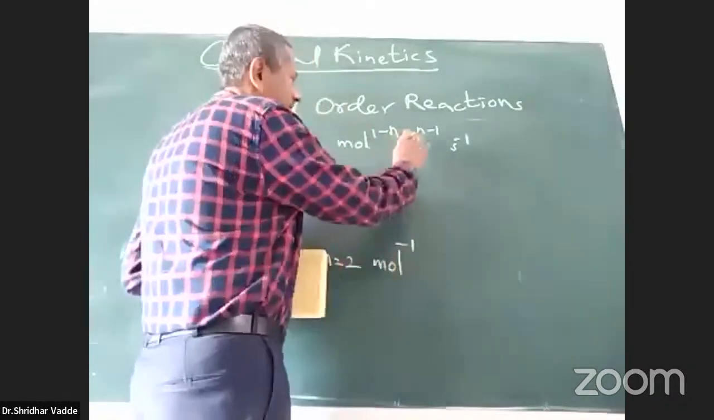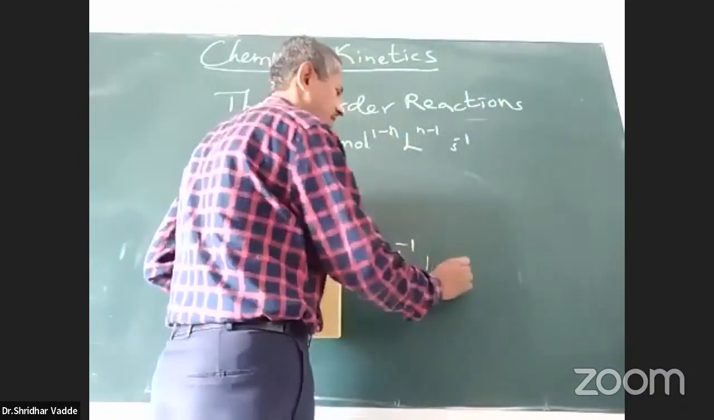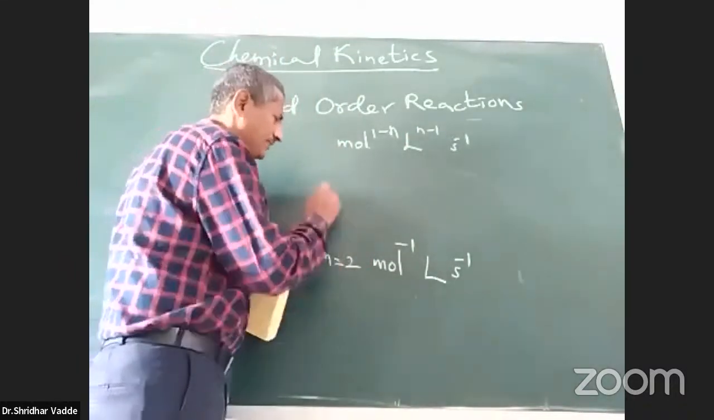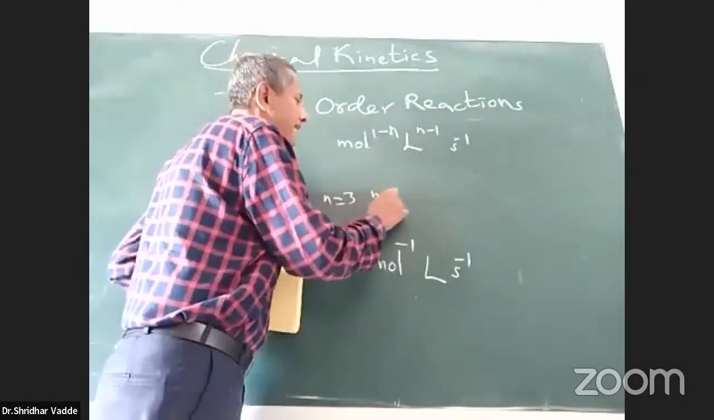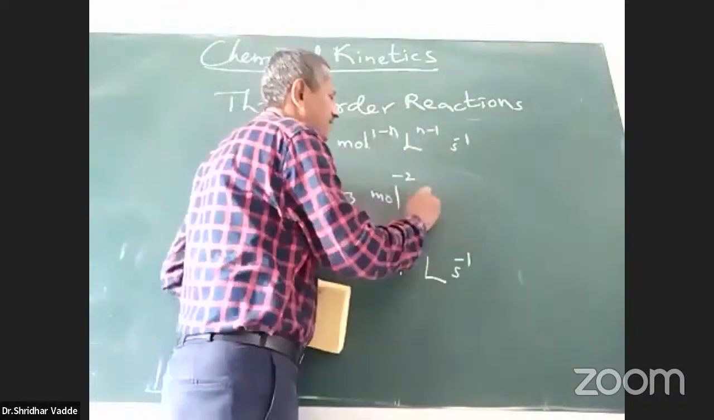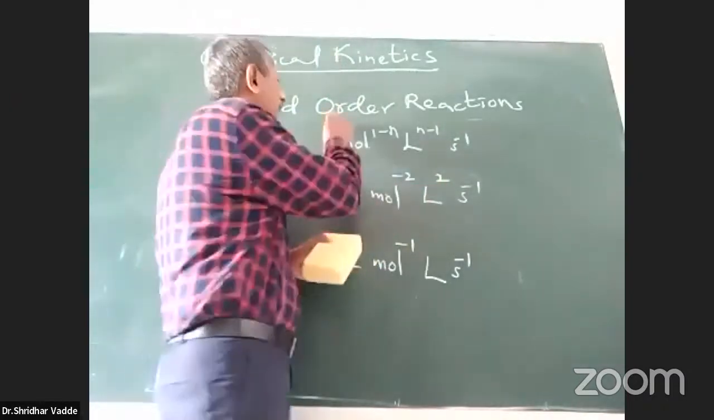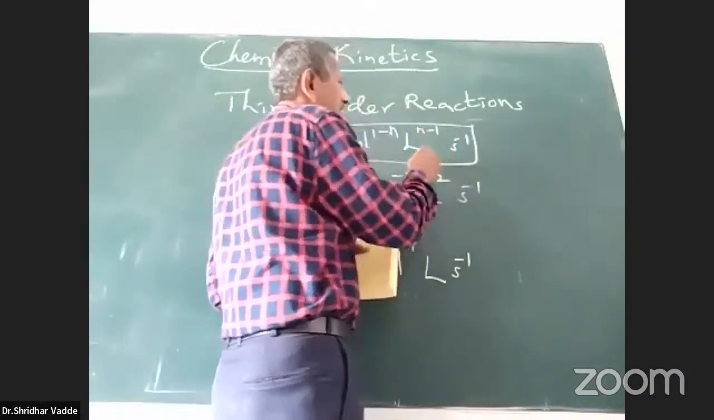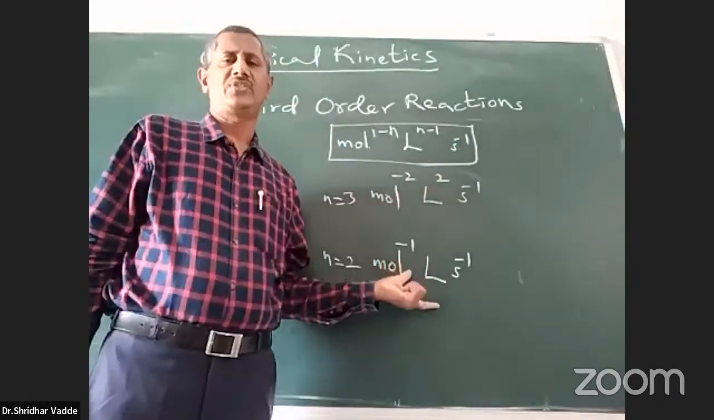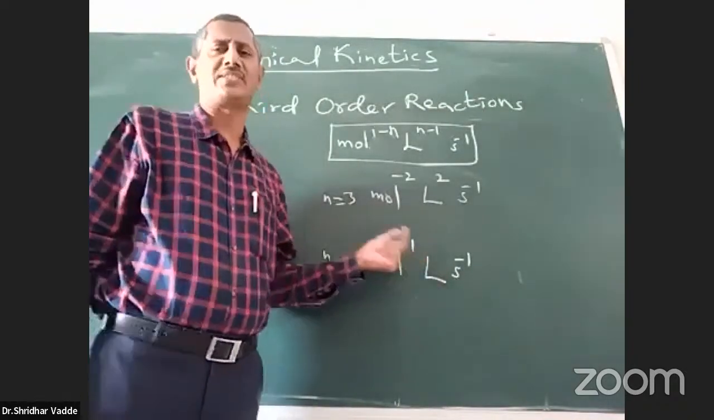And liter n minus 1, 2 minus 1 is 1, so liter per second: mole inverse liter second inverse. And if n is equal to 3, mole 1 minus 3, mole inverse 2, liter 3 minus 1, liter square, s minus 1. Like this, if you remember these units for nth order, you should be able to write the units of any type of reaction, either zero order or first or second or third order reactions.